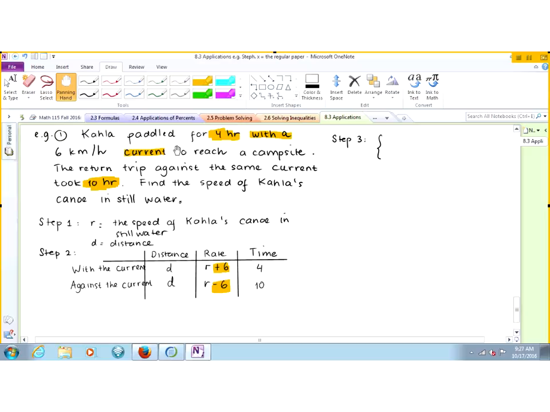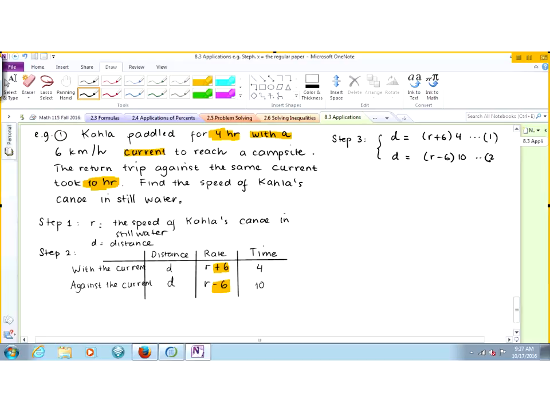Distance is equal to, what was the formula? Rate times time. So distance is equal to rate. What is the rate in this case? R plus 6 multiplied by 4. All right. So what is the second one? Distance is equal to R minus 6 times 10.